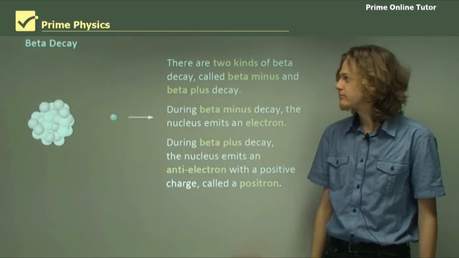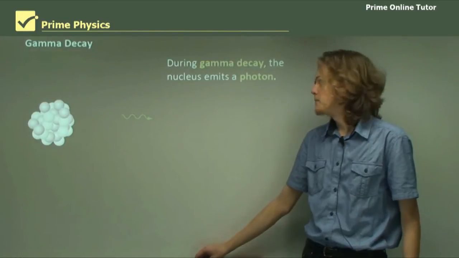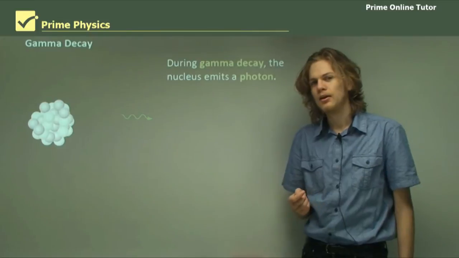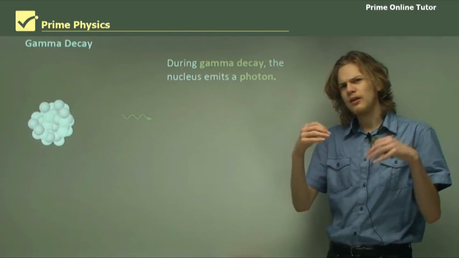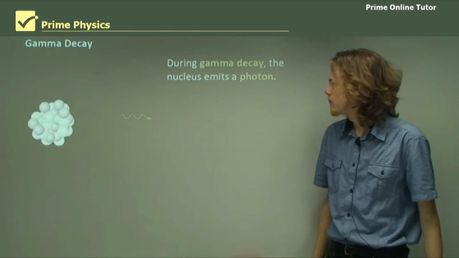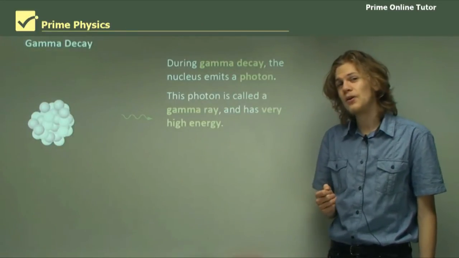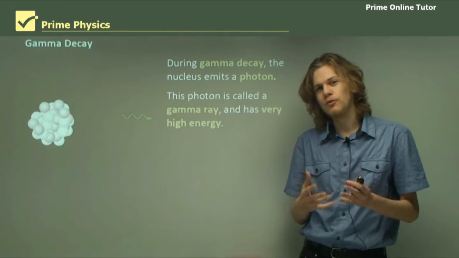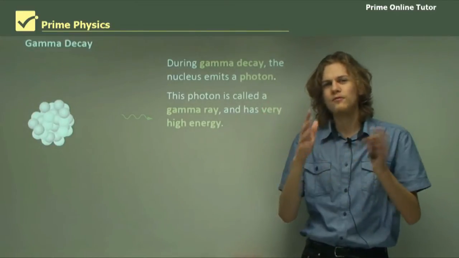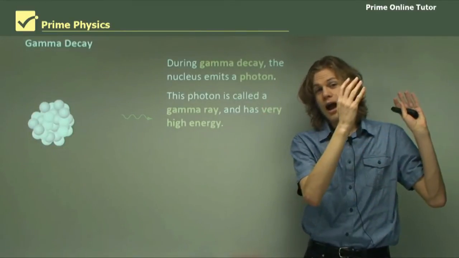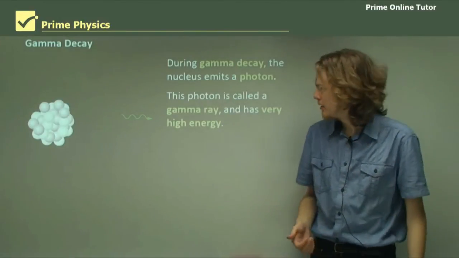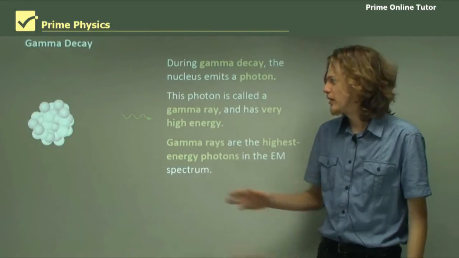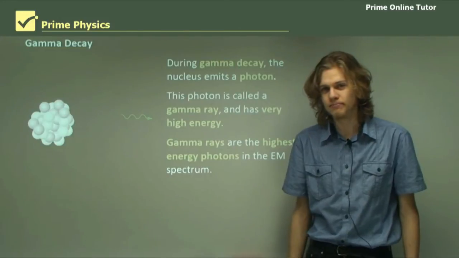Finally, we have gamma decay. Now, during gamma decay, the nucleus emits a photon, which we can see over here. So unlike the others, it's not emitting a sort of solid particle. The photon is called a gamma ray and has very, very high energy. Now cast your mind back, if you will, to the electromagnetic spectrum, where we went from radio waves, microwaves, infrared, visible light, ultraviolet light, X-rays, and right at the top we had gamma rays. So gamma rays are the highest energy photons in all of the electromagnetic spectrum. So you get a lot of energy coming out from these radioactive particles.